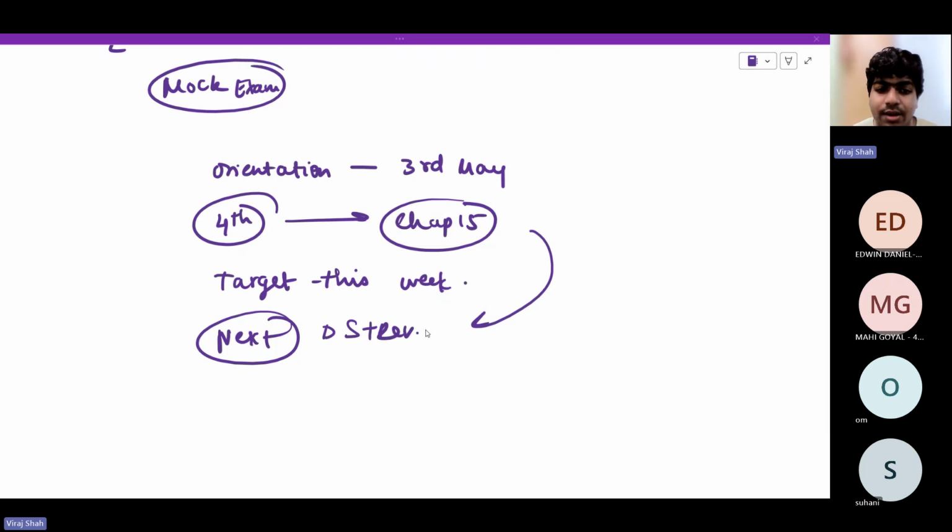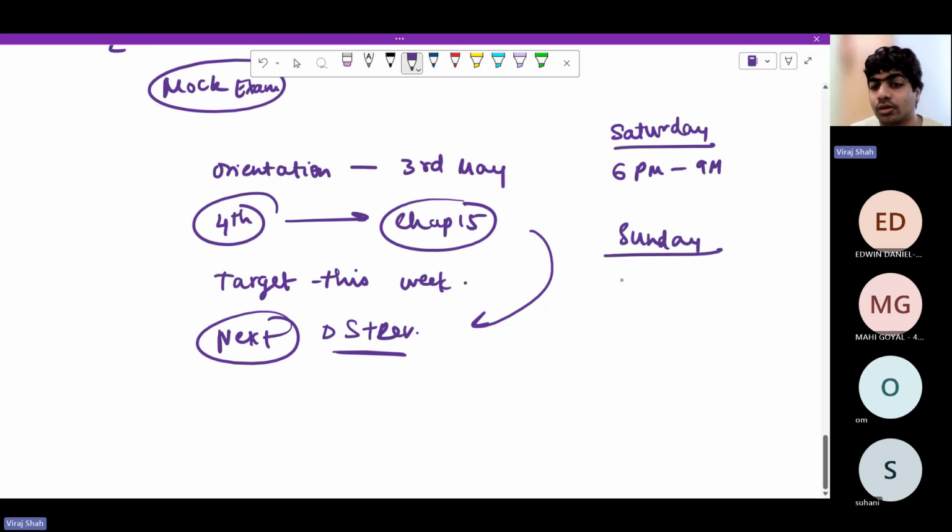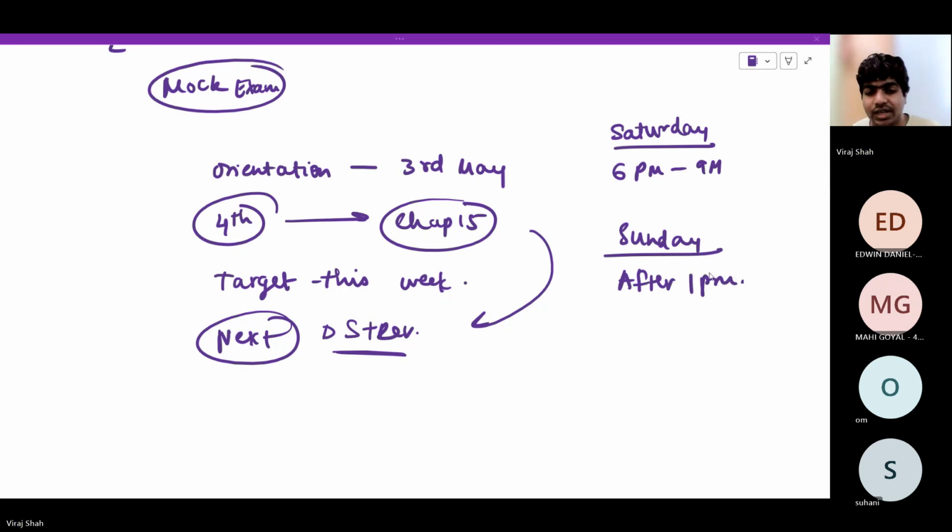Chapter number 15 is a very basic chapter. So we are going to do the revision and doubt solving both together since it is a very easy chapter. Okay. Now we need to decide a timing for your CS2 batch. So regularly we have two options. Either we do Saturday from 6 p.m. to 9 p.m. or we do Sunday after 1 p.m. Which time is suitable for everyone? We have two options. One is Saturday 6 to 9 and second is Sunday after 1 p.m. Please quickly reply.